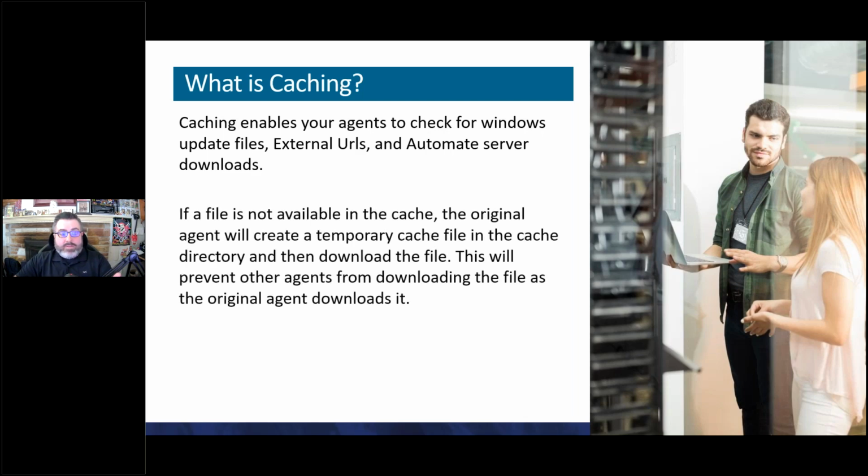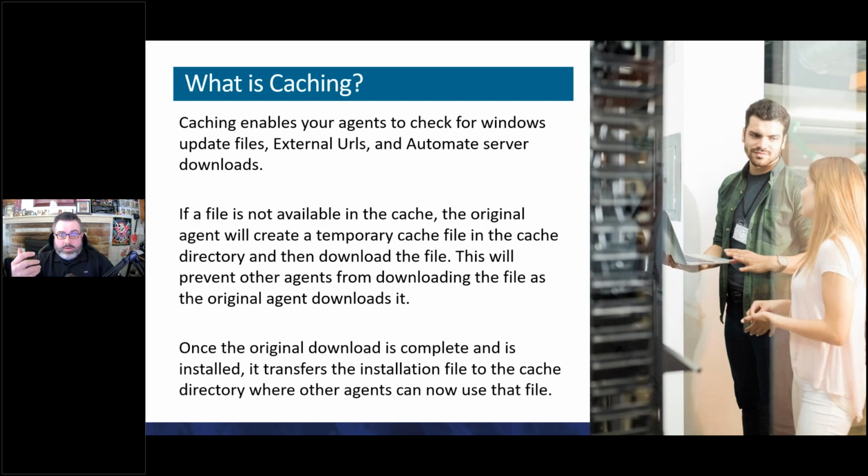If a file is not available in that cache, the original agent, or the first agent that goes and tries to download that file, will create a temporary file to let other agents know, hey, I'm in the process of getting this file. This will prevent other agents from downloading as the original agent downloads it. So this has everyone put in a wait or a pause, so to speak, so we're not causing a lot of traffic on our network.